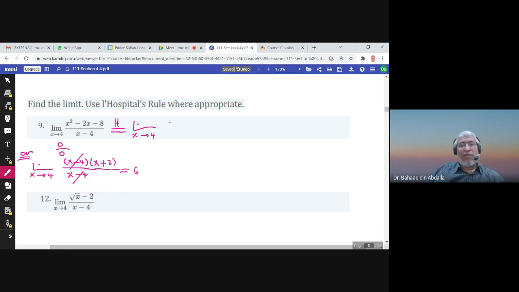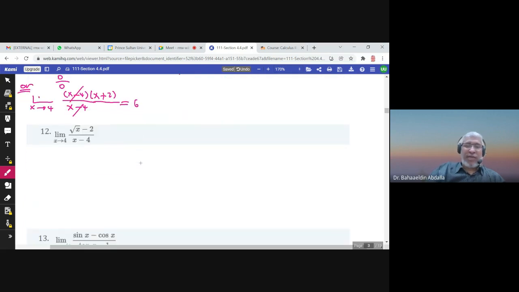So the derivative of the numerator is 2x minus 2. Derivative of the denominator is 1. Replace x by 4. 2 times 4 is 8 minus 2 is 6. And you have the same answer.